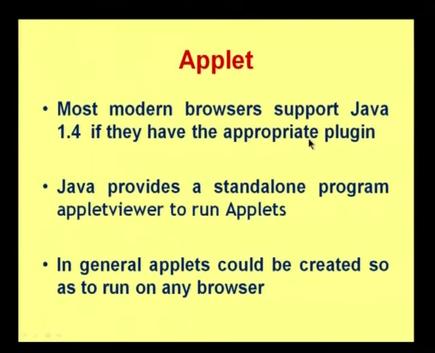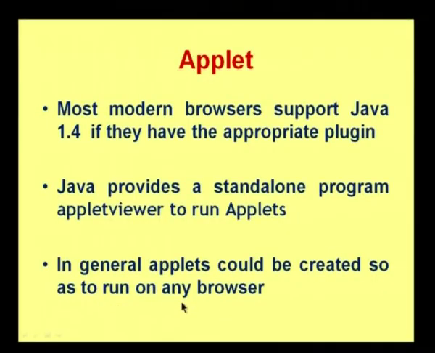So, most modern browsers support Java 1.4 if they have the appropriate plugin. In that case your applets could be very well loaded on that particular page. So, Java provides a standalone program called Applet Viewer to run the applets. In general, applets could be created so as to run on any browser. So, whenever your browser could support Java 1.4, it means that it can automatically support your applet. So, your applet program can very well be loaded on that.